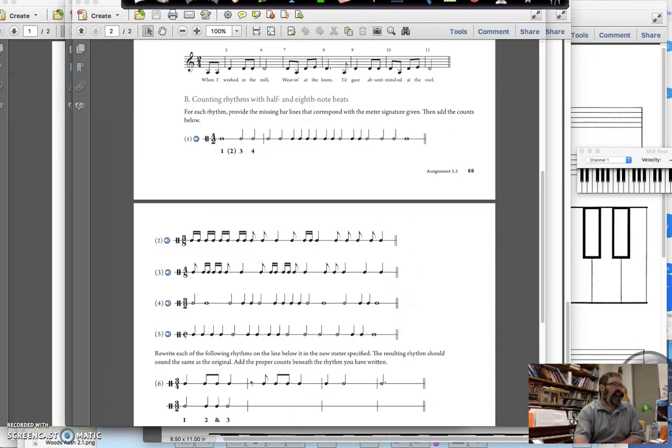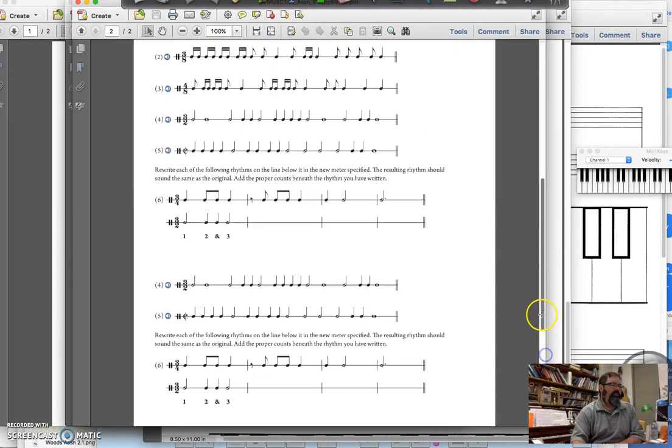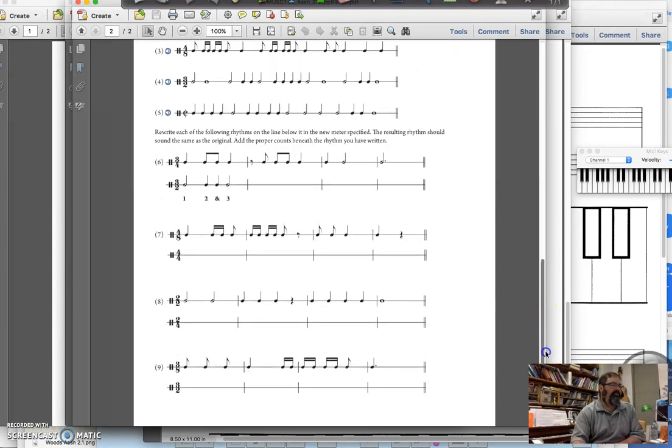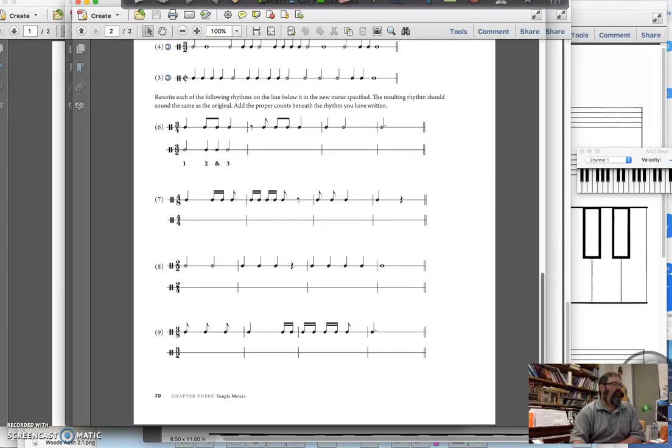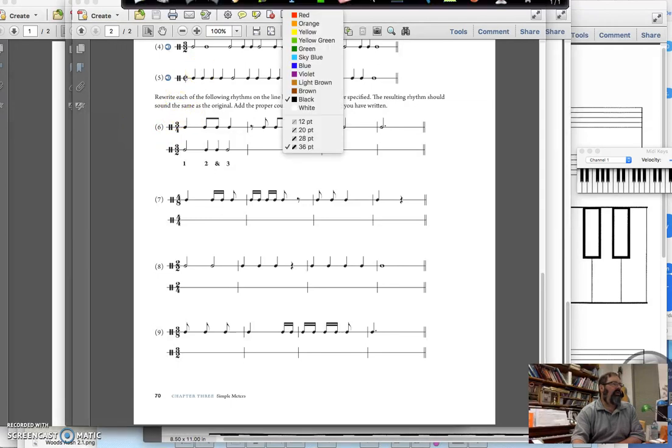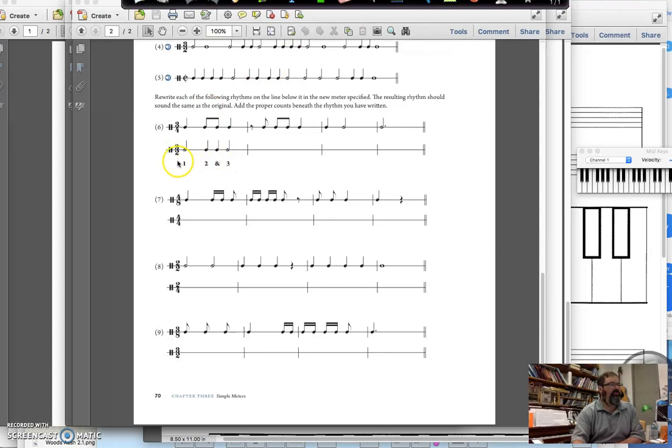The rest of 3.2 asks the question, rewrite each of the following rhythms on the line below it, in the new meter specified. The resulting rhythm should sound the same as the original. I can't stress how important it is to wrap your head around this activity. This is pretty important. What does this rhythm look like when it's cast in 3/2 instead of 3/4?